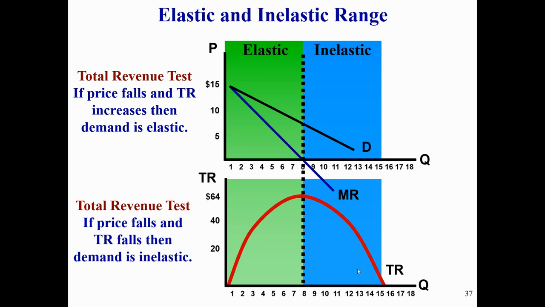So pay attention to this test. It's really, really important. A monopoly will only produce in the elastic range. Now, why? Stop and think. Why would a monopoly only produce in the elastic range?